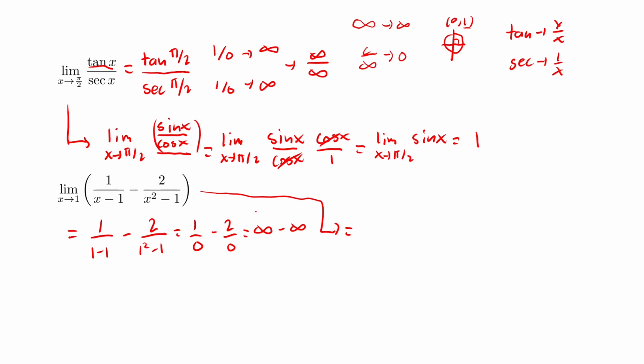And really, in order to cancel, we need to write this as a single fraction. So we have to go back into our algebraic toolbox and try to find a common denominator so that we can write this as a single fraction. You'll notice that this denominator, x squared minus 1, can be written as x minus 1 times x plus 1. From here, we can create a common denominator by multiplying this fraction over here by x plus 1 in the numerator and x plus 1 in the denominator.